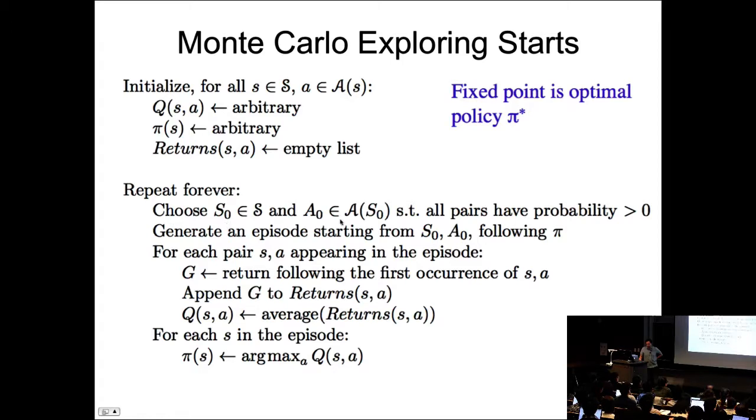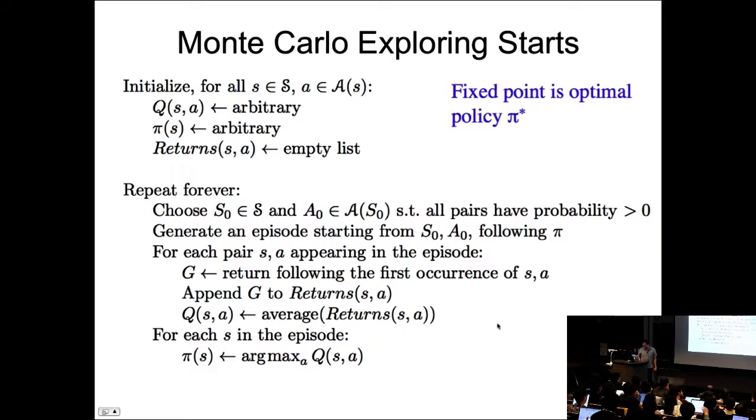You choose a state and an action such that all pairs have probability greater than 0, right? So that basically ensures that you reach every single state and action. You generate an episode starting from S0 and A0 following pi. So what that means is that you start at a particular state, take a particular action, and then you just run your episode following policy pi, right? You take an action, the environment gives you the next state and reward, you take another action, and so forth. Think of a robot where you have a set of actions, and you just say, start at a particular state, particular action, and just roll out using your policy.